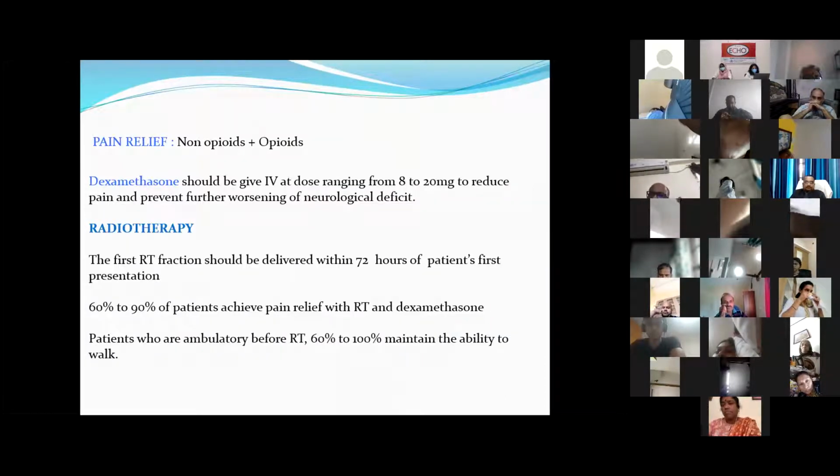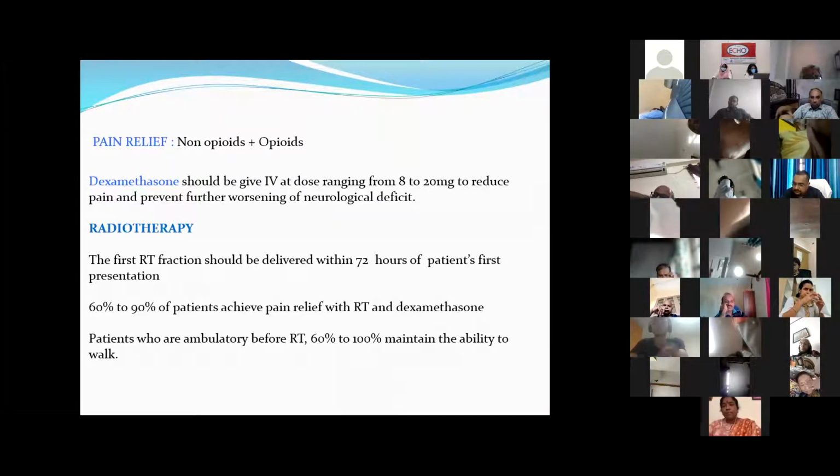For pain relief, opioids in some circumstances may be very helpful, although opioids are not very helpful in bone pain. So you have to take the help of other adjuvants, such as step one analgesics like NSAIDs or paracetamol, and dexamethasone. Dexamethasone you invariably have to use, and the starting dose can be 8 milligrams to 20 milligrams. Recent evidence says you can also start with a per oral dose because the bioavailability of dexamethasone is quite good.